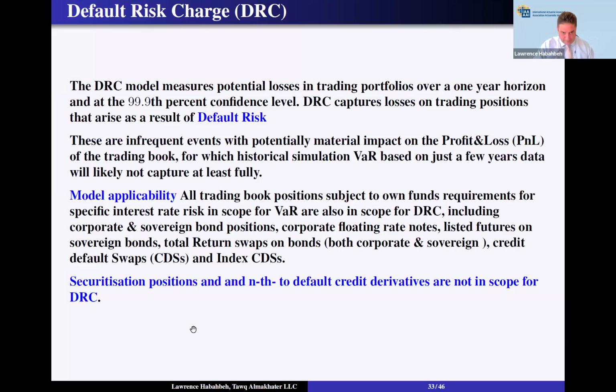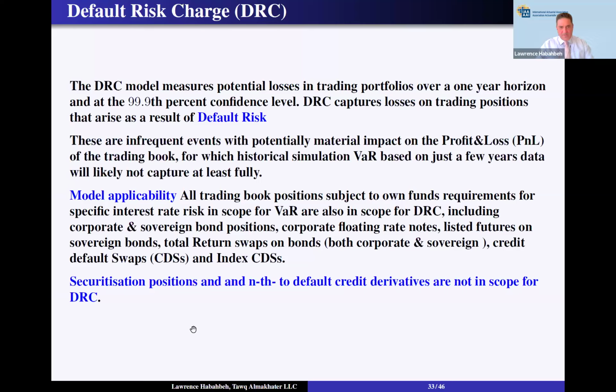from these infrequent events. In terms of model applicability, and this is the scope of risk factors that are included in your default risk charge model, you have, for example, your corporate and sovereign bond positions, your corporate floating rate notes, listed futures on sovereign bonds, total return swaps, corporate and sovereign CDSs, and index CDSs. And as you all know, a CDS is a credit default swap. It's an insurance contract that insures against the default of the underlying obligor.